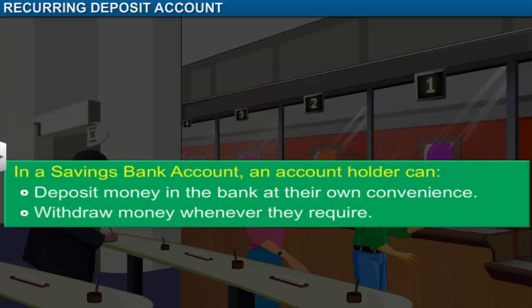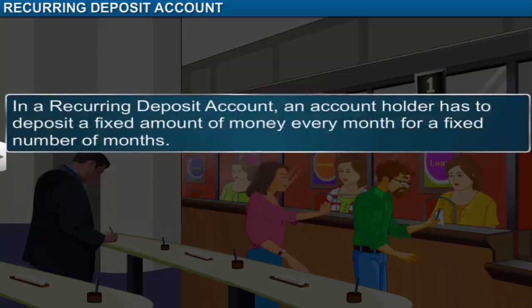In a savings bank account, an account holder can deposit money at their own convenience. They can also withdraw money whenever they want. However, in a recurring deposit account or cumulative deposit account, an investor has to deposit a fixed amount of money every month for a fixed number of months. The money deposited is generally in multiples of 10, and the time period in months is a multiple of 6.